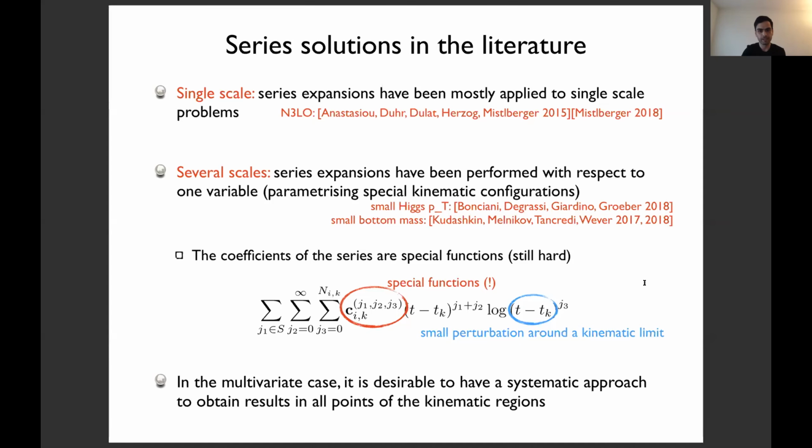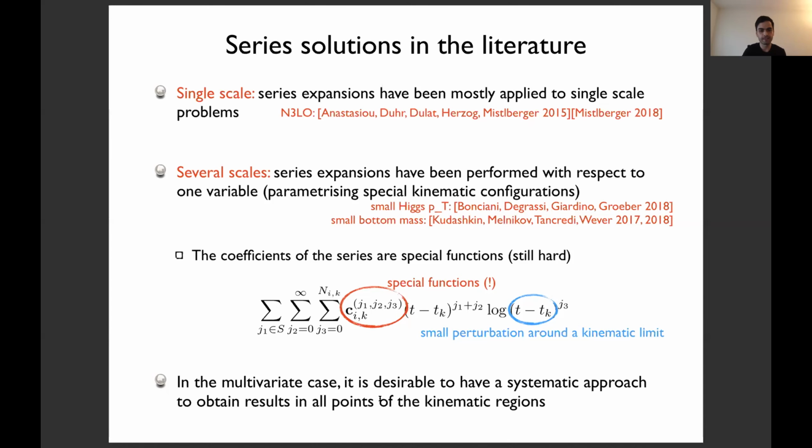Typically what has been done has been the expansion only with respect to one parameter that characterizes a particular kinematic limit. On the other hand, the dependence on all the remaining variables is still exact. So what you get is a series of this form, a sum of terms where the functional dependence on the expansion parameter is trivial. On the other hand, the coefficients of the series are still special functions. So in principle and in practice, it is complicated to obtain these representations, and moreover, if these are complicated functions, it could also be complicated, for example, to perform analytic continuation in different kinematic regions.